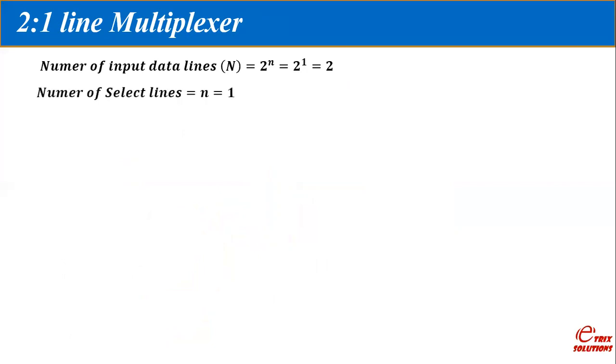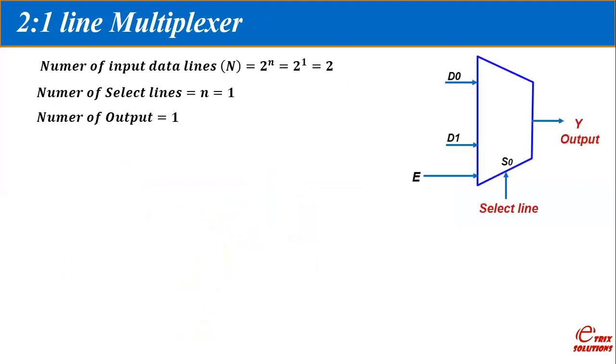Now let us discuss the designing of a basic multiplexer, that is the 2 to 1 line multiplexer. A 2 to 1 line multiplexer means the number of inputs is 2. 2 can be written as 2 to the power 1. Therefore, the number of select lines will be 1 and the number of outputs is always 1. So this is the block diagram of a 2 to 1 multiplexer in which D0 and D1 are the two input data lines. S0 is the selection line, E is the enable signal and Y is the single output. The value of the select line decides which data input connects to the output.